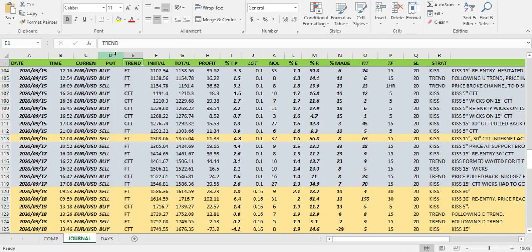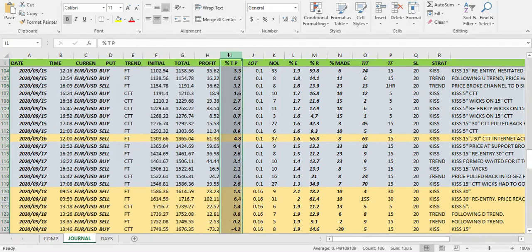Then the next column was FT, which was whether I was following the trend or counter trend trading. So I also included the trend. The trend basically is either when I'm following the trend, that's FT, or when I'm counter trend trading. And then I also put my amount in dollars, the initial amount and the final amount, which means it's positive when I make profit, negative when I make a loss.